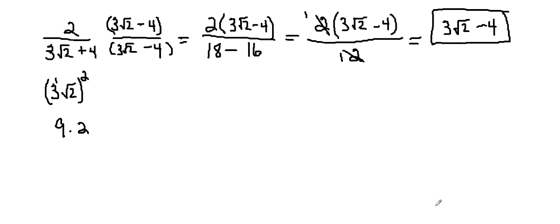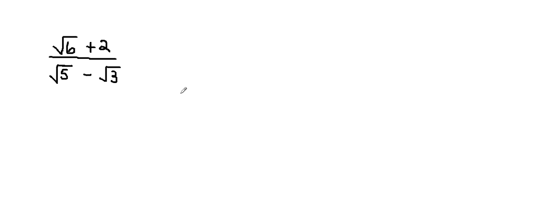Alright, let's see what's coming up next. Okay, moving on here to another rationalizing the denominator. Rationalize the denominator. So I'm going to multiply the bottom by square root of 5 plus the square root of 3, top and bottom. Square root of 5.